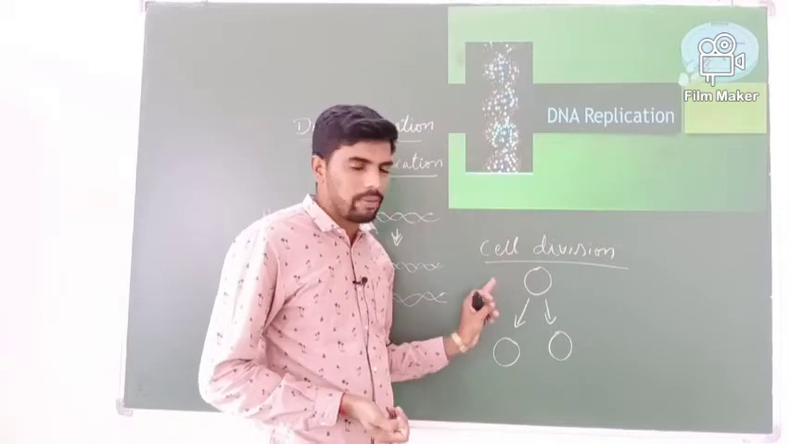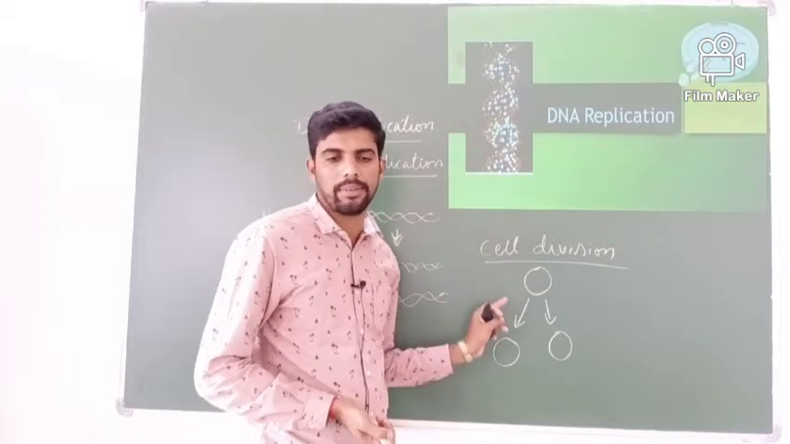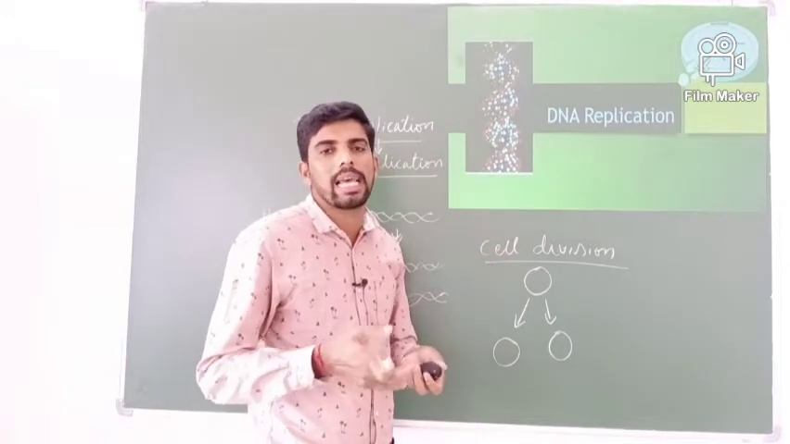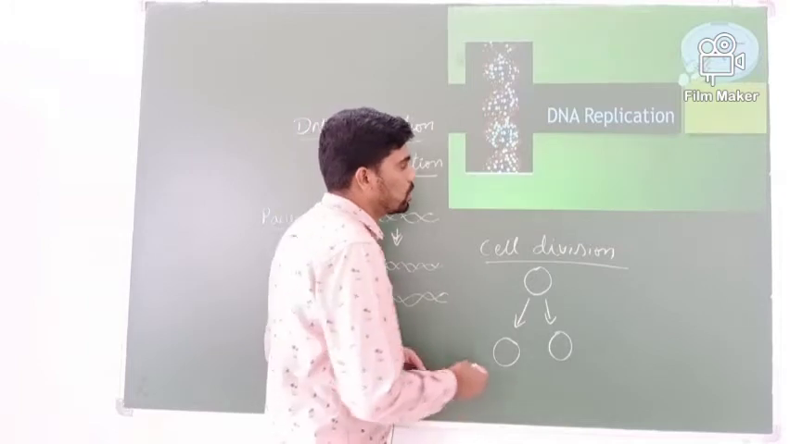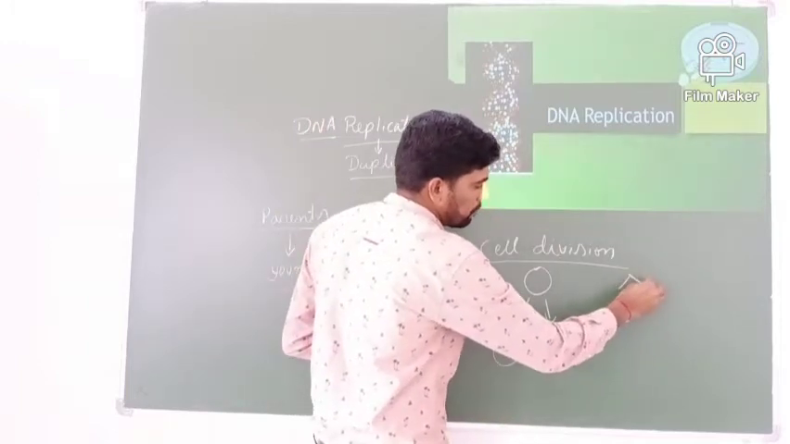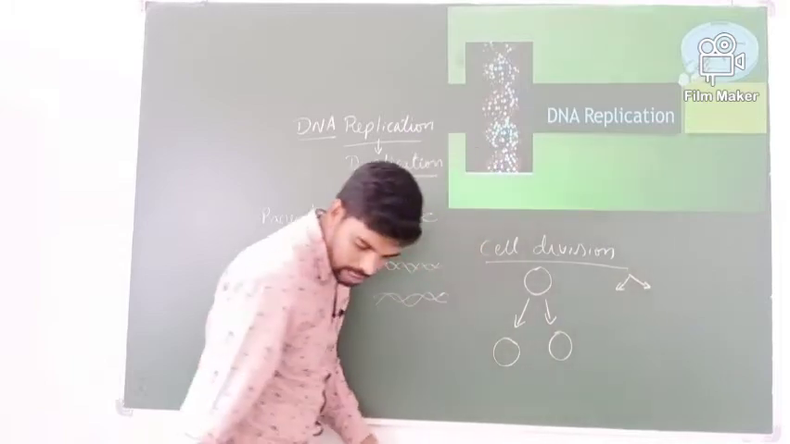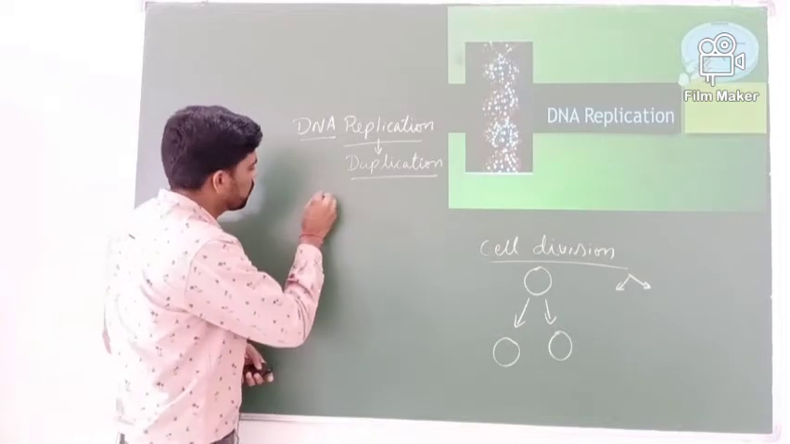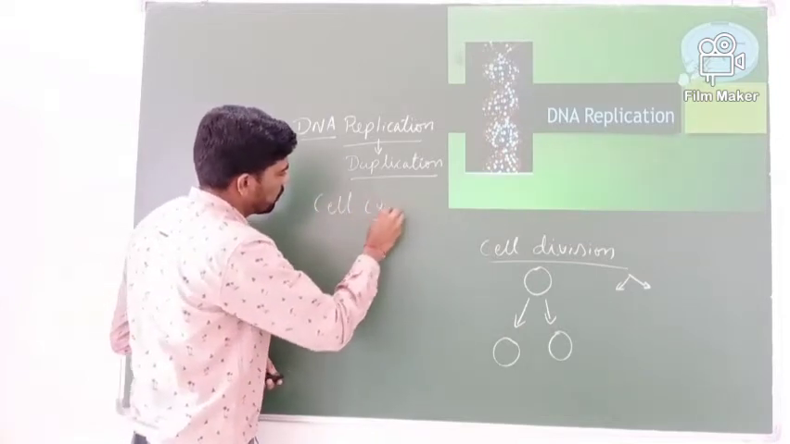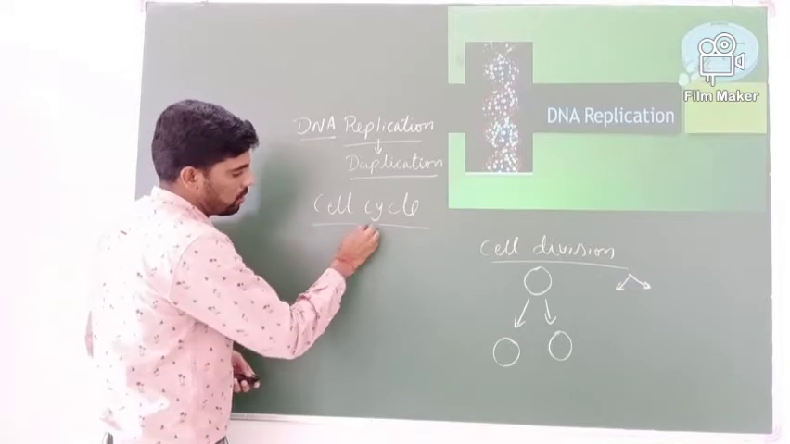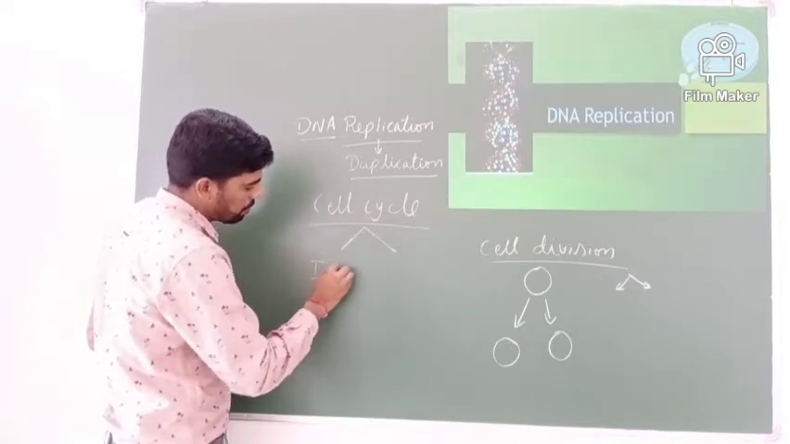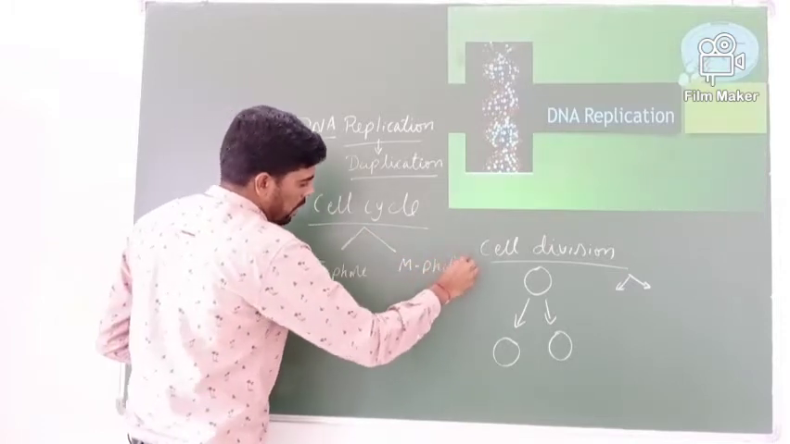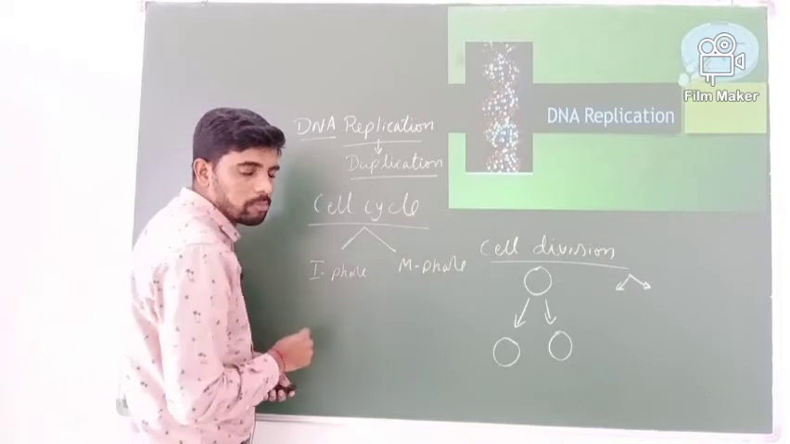You already know about cell division from the previous year. Cell division is also called the cell cycle. In the cell cycle, two events happen. Look at the cell cycle. One is the I phase, and the other is the M phase. I phase means interphase, and M phase means mitotic phase.